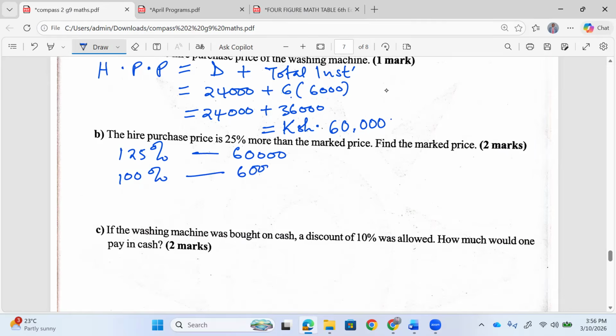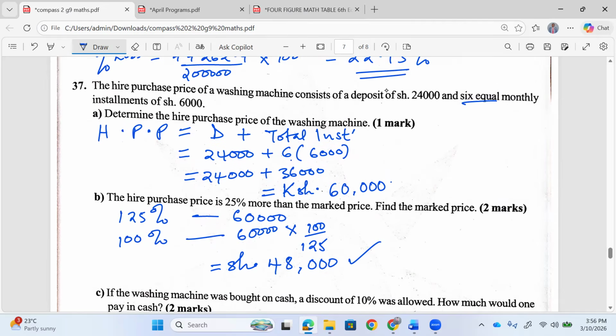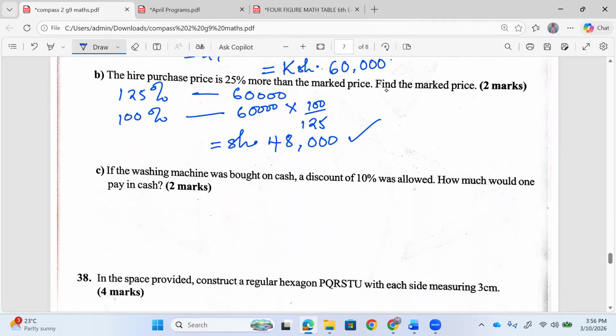So 60,000 by 100 out of 125, this gives us 48,000. So the cash price, or rather the marked price, would have been 48,000. But when you opt to go for hire purchase, you will end up paying 60,000 according to the plan that the dealer is having in this question.